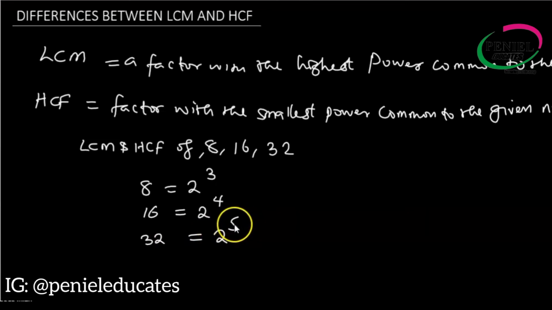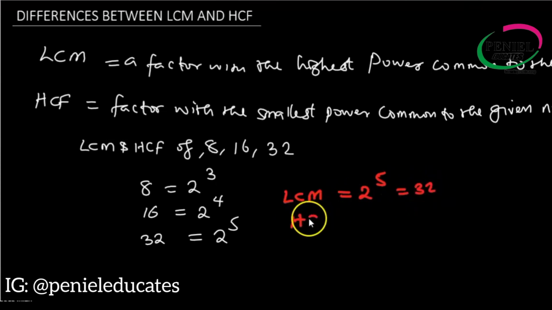Now the LCM is the factor with the highest power. The factor with the highest power is 2 raised to power 5. So the LCM is 2 raised to power 5, which is 32.